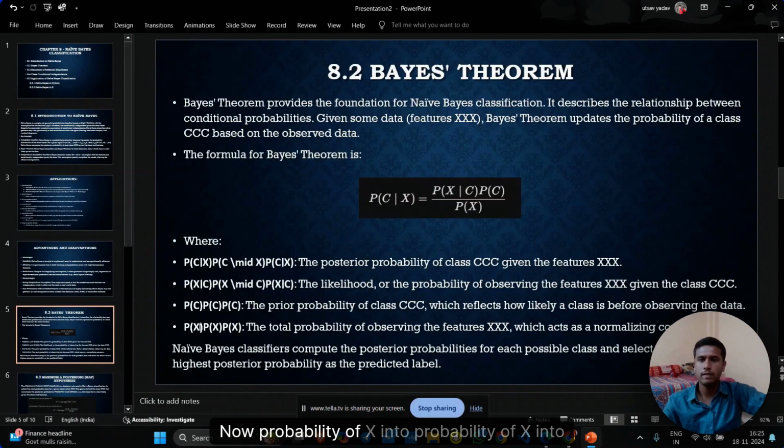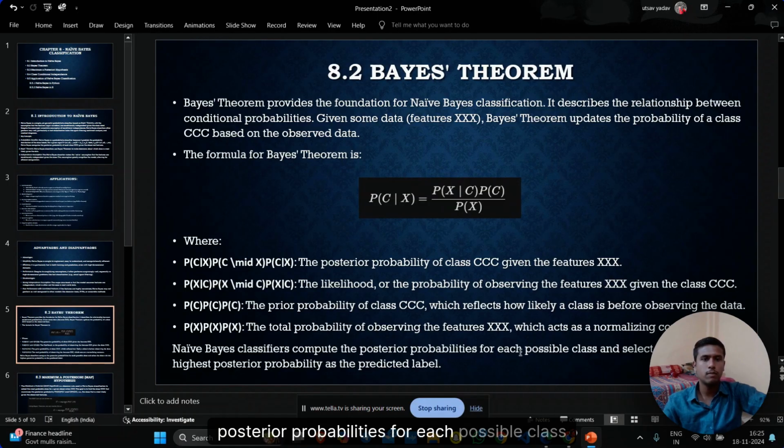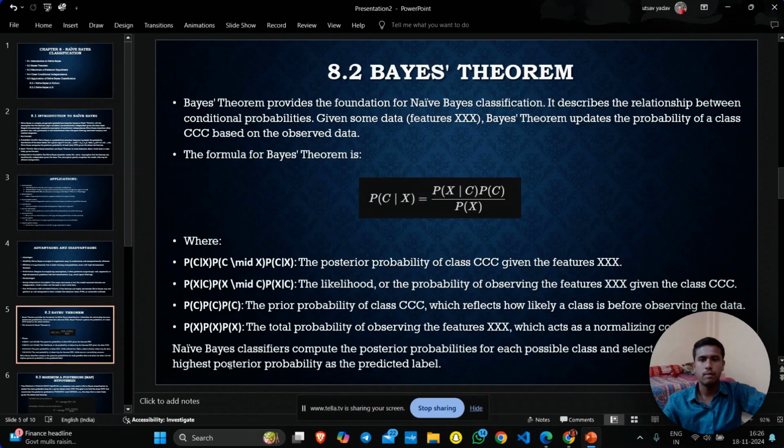Probability of x is the total probability of observing the features x, which acts as a normalizing constant. Naive-Bayes classifiers compute the posterior probabilities for each possible class and select the class with the highest posterior probability as the predicted label.